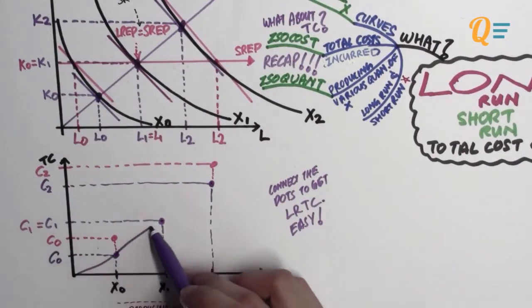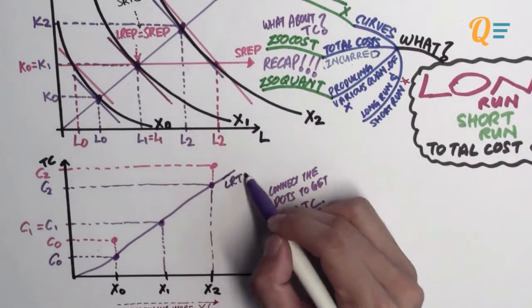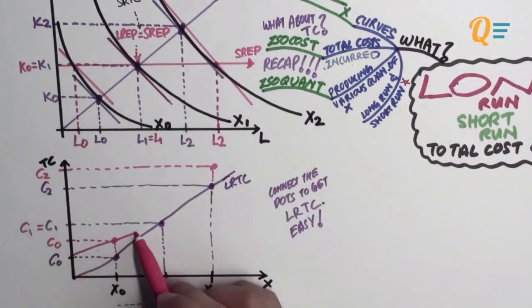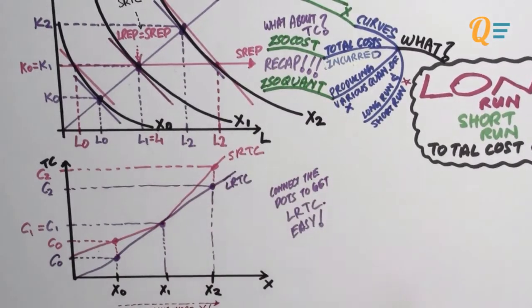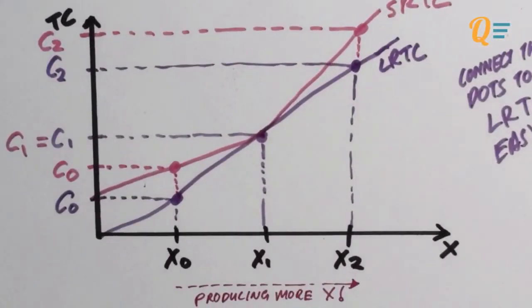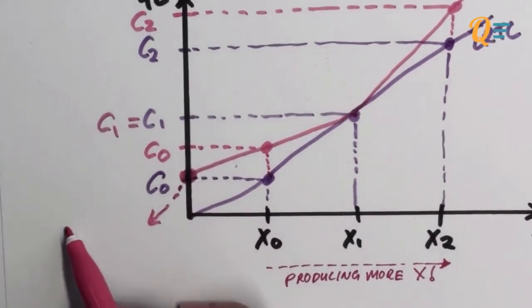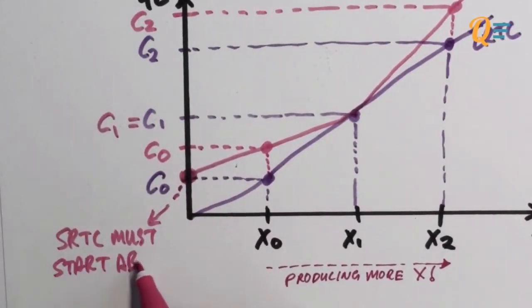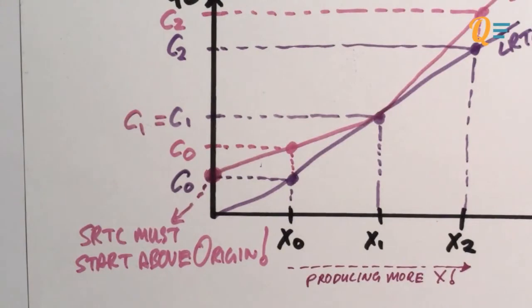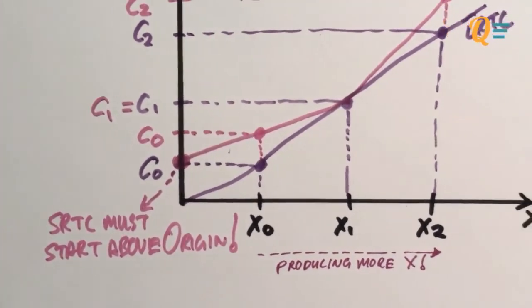So this purple line over here is the long run total cost, and this red line over here is the short run total cost. Notice that both lines intersect at x1, and that is because this is where the long run expansion path meets the short run expansion path. These curves are pretty ugly, but they're just for demonstration purposes. Notice that the short run total cost must start above the origin, and this is because in the short run, capital is fixed, therefore they incur a fixed cost even when they produce 0 units.